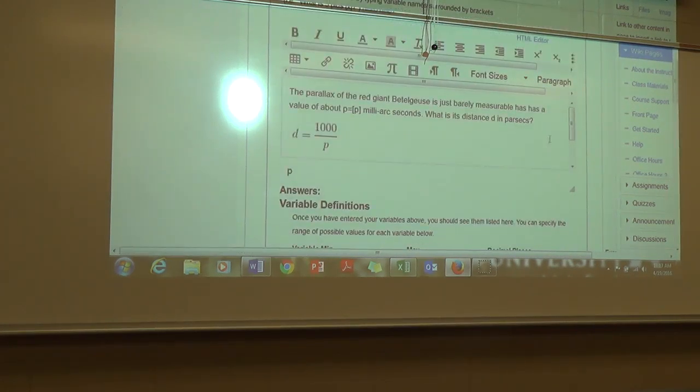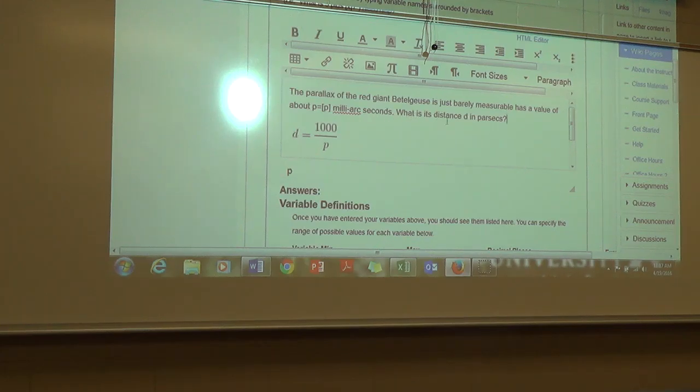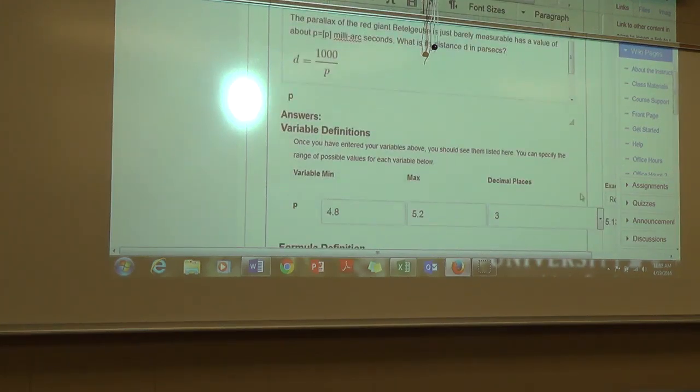Okay. So, the red giant Betelgeuse, barely measurable, has a value of p milliarcseconds. It's a distance d in parsecs, right? And so the number we have for this problem is 5.139 for p.